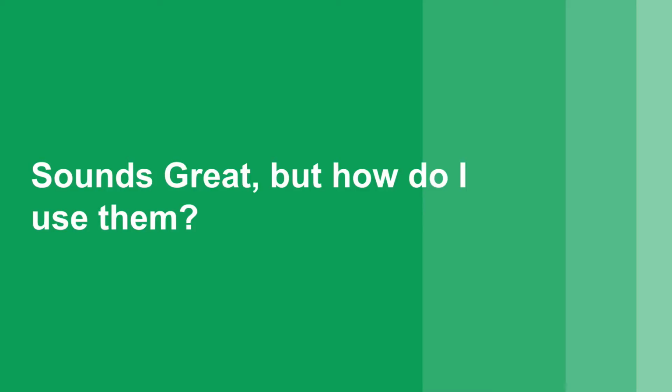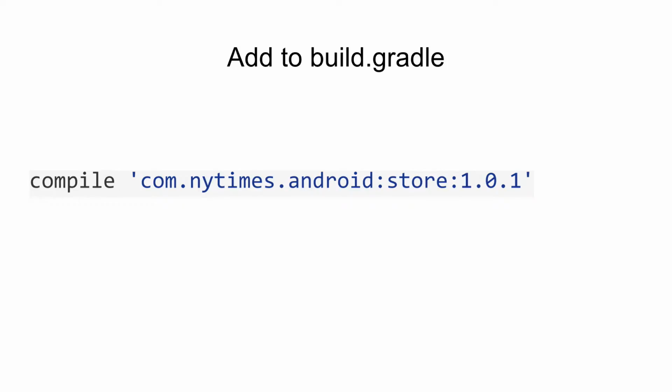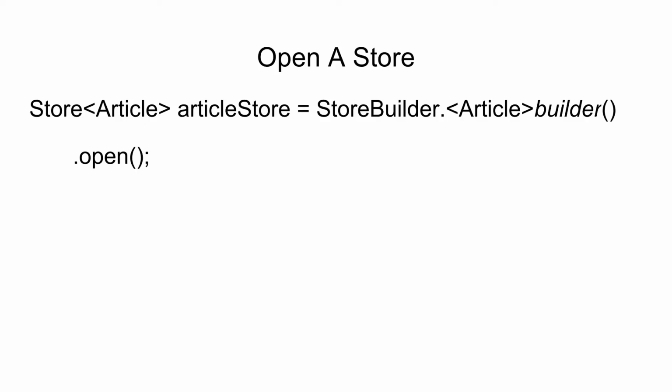So how do you actually use this, and how can you make your data flow as easily as we do at the New York Times? The first thing you need to do is add a single dependency, and in the second part of my talk, I'll be showing you how to make one of these yourself. So you'll add the Android store dependency. You'll open a store, because that's what you do to stores, right? Someone builds a store, and then someone has their grand opening.